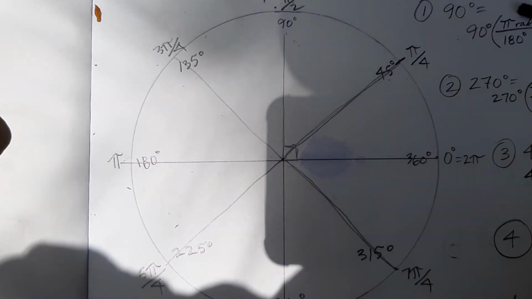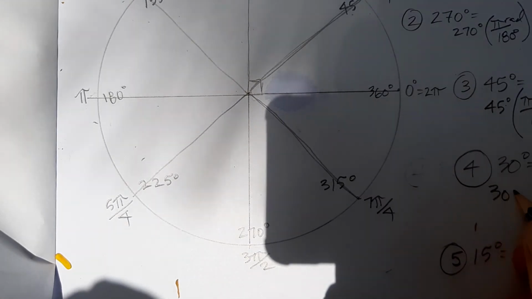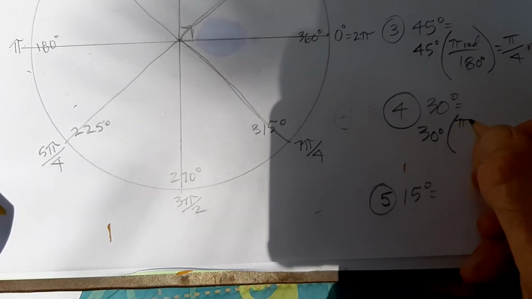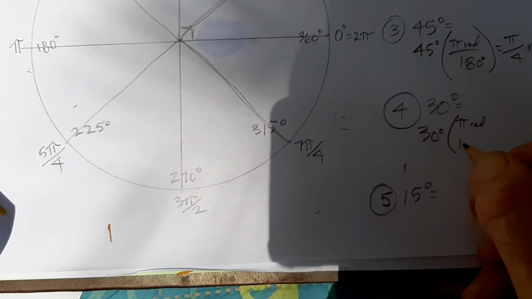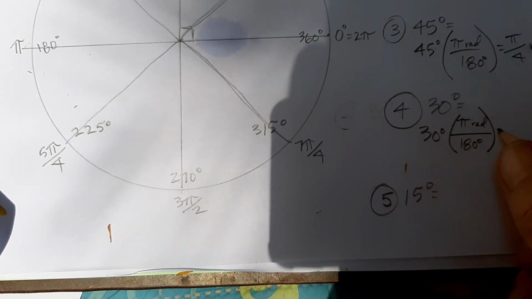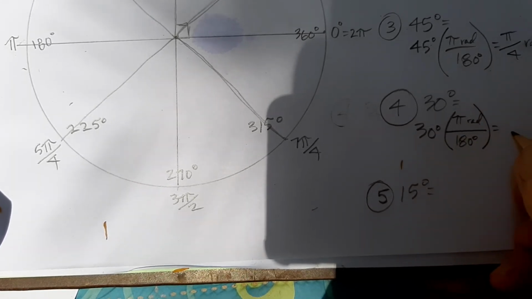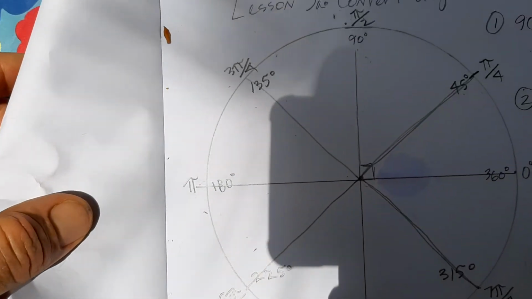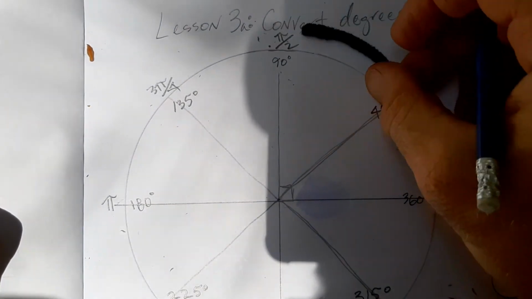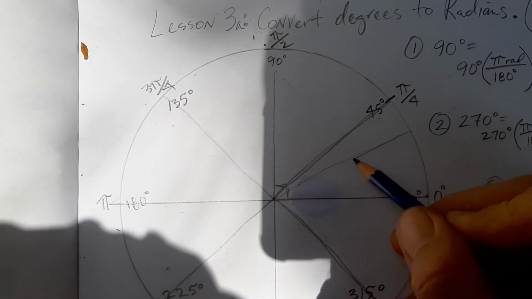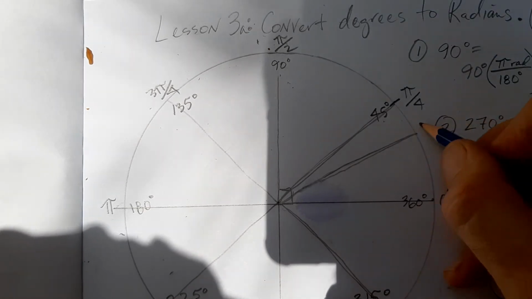All right, let's go 30 degrees. 30 degrees times pi radians over 180 degrees is our conversion. And we get pi over 6 radians. So that's another special one. I think your book says memorize all these. Well, you don't need to memorize all these, but if you do them over and over, you'll almost memorize them. They'll come pretty quick to you.